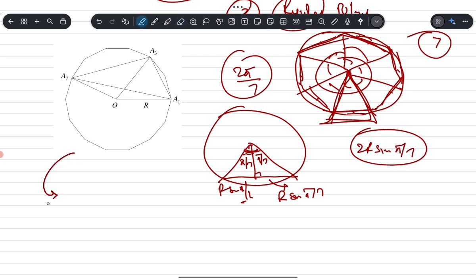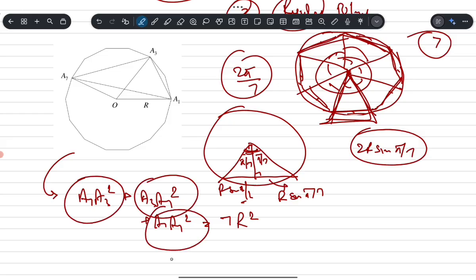We're supposed to prove that a1a3 squared plus a3a7 squared plus a1a7 squared equals 7r squared, where r is the radius of the circle. These are also chords, if you see, right? We have to basically find the lengths of the chords at first. This chord, what do we need? The angle it is subtending at the center. We know that this angle is going to be how much? 2 pi by the number of sides. How many sides? 14 sides. That is going to be pi by 7. So since this is pi by 7, this is also going to be pi by 7. So the angle subtended by a1, a3 is going to be 2 pi by 7.